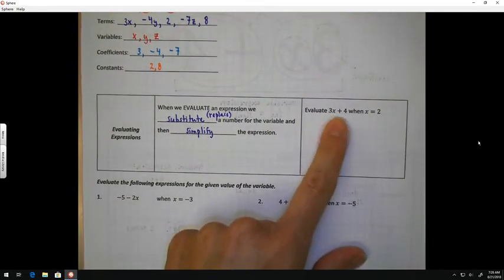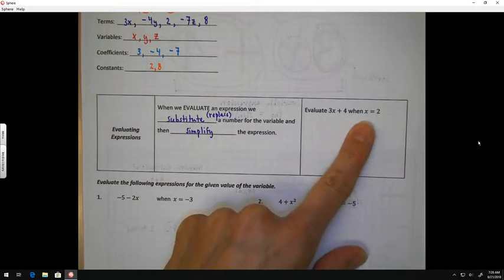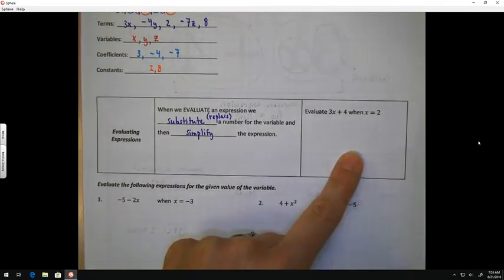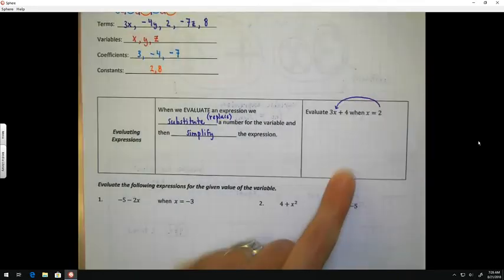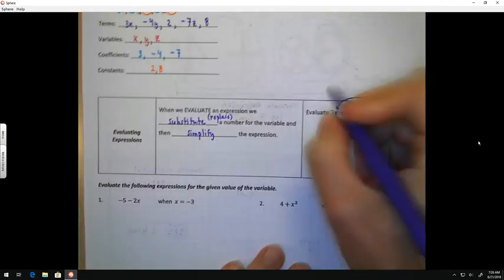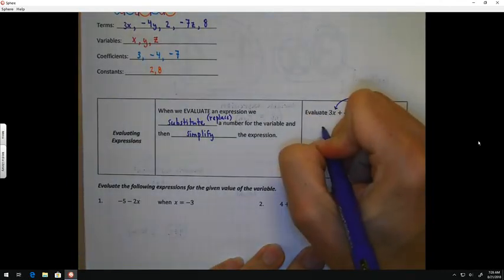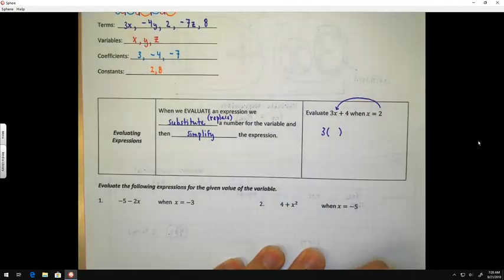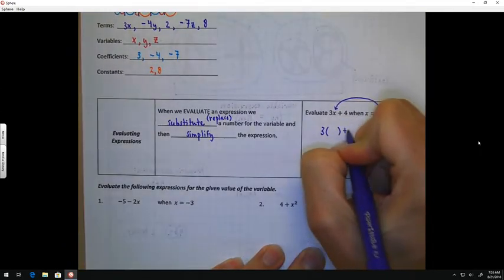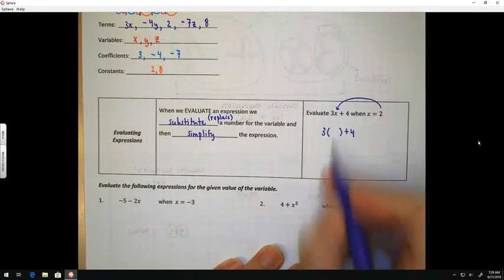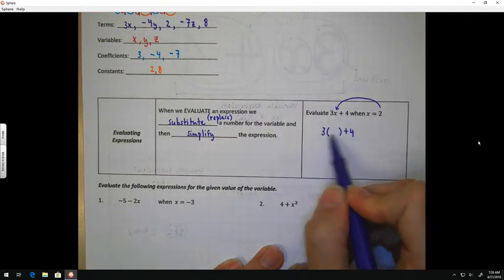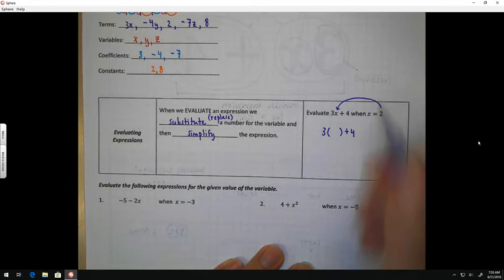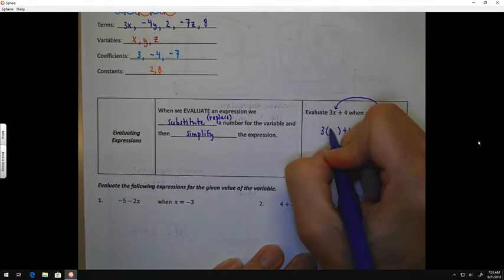So for my first problem, it's asking me to evaluate 3x plus 4 when x equals 2. So they're telling me what x is equal to. So I know that this x is going to replace that x in my expression. So here's what it looks like. I'm going to copy the original expression, but I'm going to save a place for that x. Now, I know when two numbers are pushed together like this, it's multiplication. So that's why I'm using the parentheses here to show that I'm multiplying. So now that 2 is going to get substituted for the x.